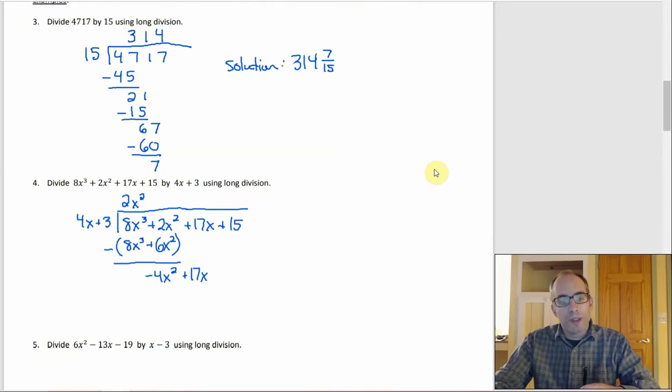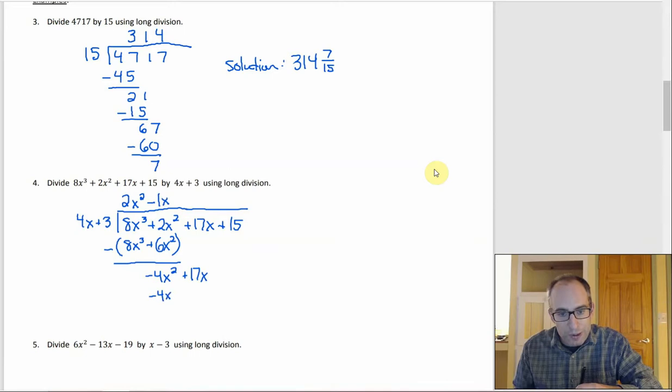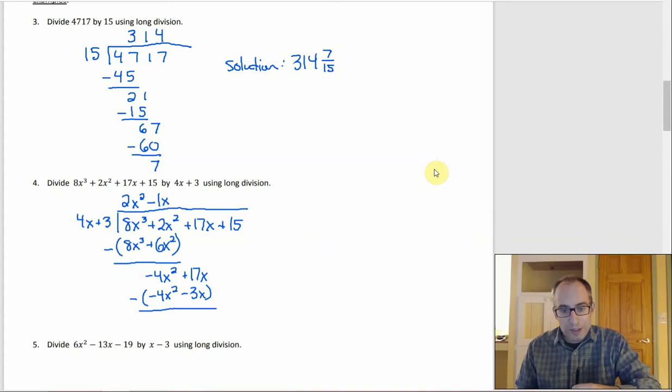But then what do you have to multiply by 4x to get negative 4x squared? Well, I guess coefficients first. You have to multiply 4 by negative 1 to get negative 4. So I guess I need a negative here. But then negative x, right? Negative 1x, which I guess I can write that way, or just negative x, because x times x will give you the x squared. So negative x times 4x is negative 4x squared. And then negative x times 3 is negative 3x. And then if we subtract that row, we're going to end up with 17 plus 3, right? Because it's minus a negative 3. So we're going to get 20x plus 15.